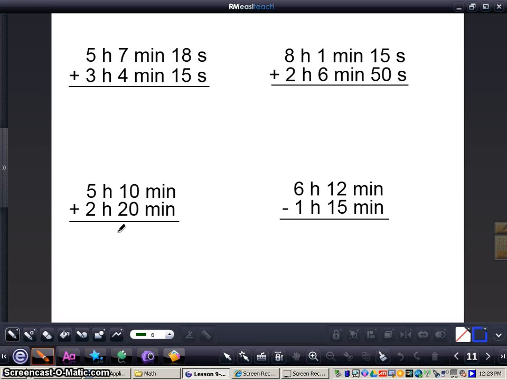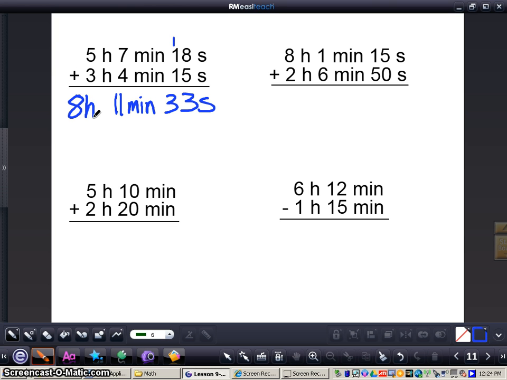So we're going to add all the way to the right, just like we would normal addition. 18 plus 15. 8 and 5 gives me 13. Carry the 1. So we could say 18 plus 15 gives me 33 seconds. 7 plus 4 gives me 11 minutes. The only time I'd ever convert is if I would have something that's 60 or greater for either seconds or minutes. And then finally 5 hours plus 3 hours is 8 hours. So there's not any regrouping that's going on with this first problem.